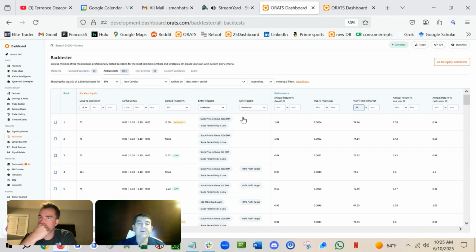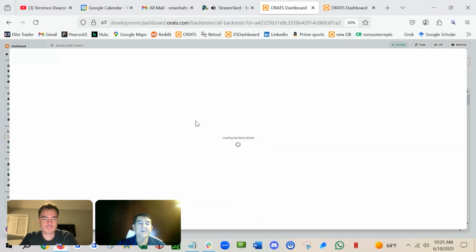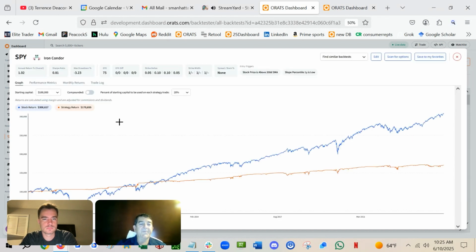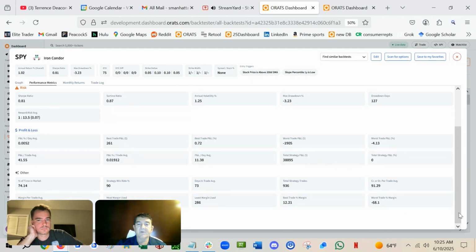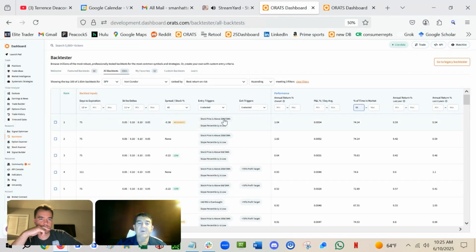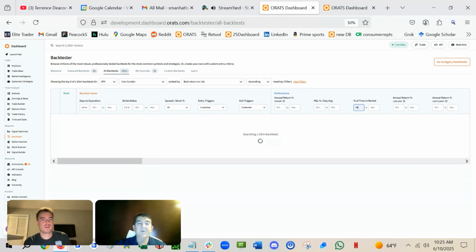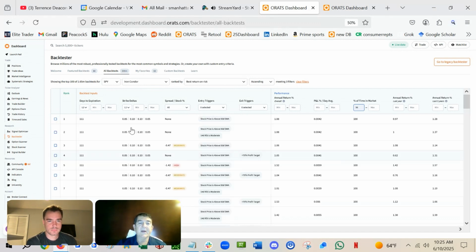Like I said, you can now click on one of these backtest finders, and what you're going to be able to do is, so this is a test that's traded, and you can look at the performance metrics. Let's scroll down here. It's in the market 74% of the time. You could find stocks that are more like 96% of the time, and then you could use an optimizer.